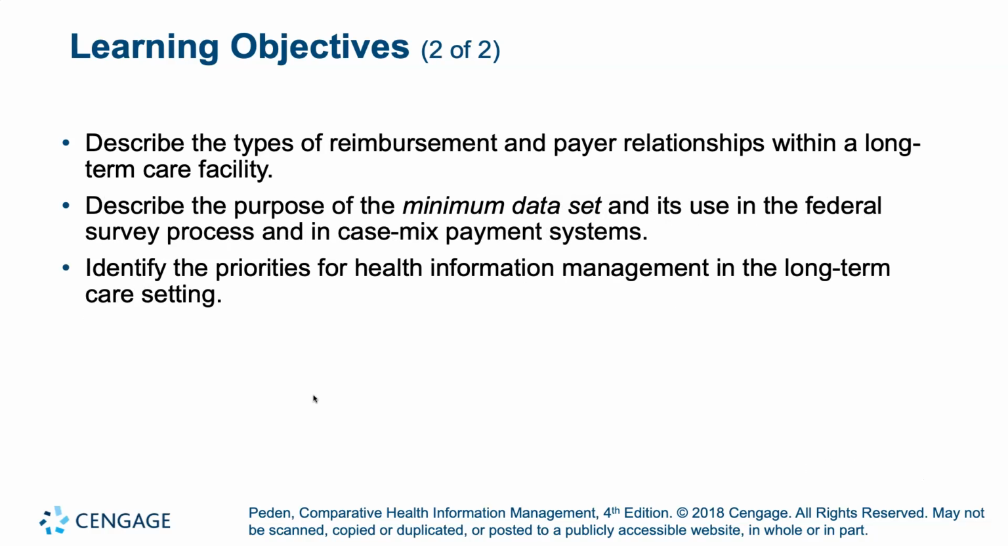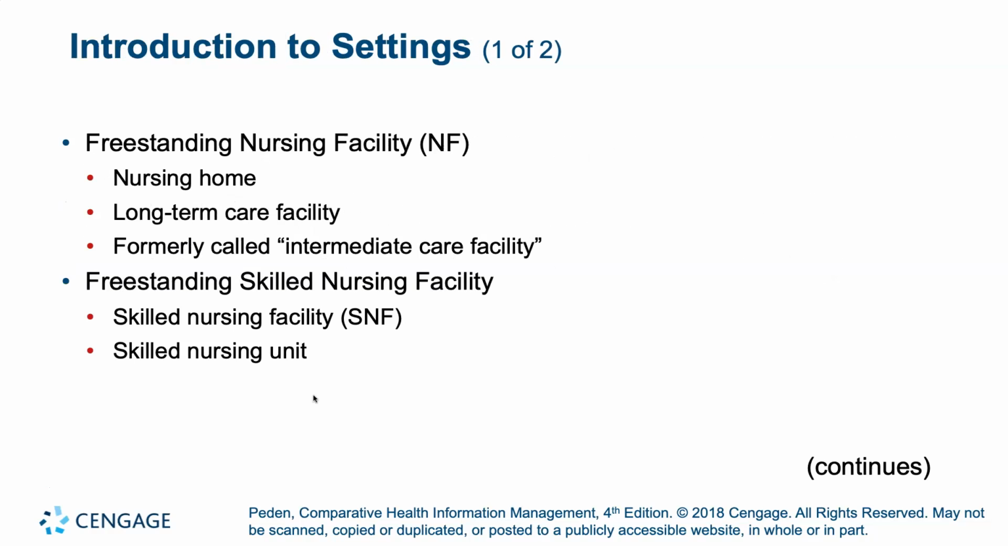And then we'll talk about the types of reimbursement and payer relationships, because a lot of these patients are Medicaid and Medicare, or Medicare only, but most of them you will find are Medicaid plus Medicare. Some do have some private insurance. We'll talk about the MDS, the minimum data set, and how it's used in the survey process as well as in payment. And then we'll talk about what are the priorities for HIM in a long-term care setting. What are you doing there? And what is being managed or facilitated?